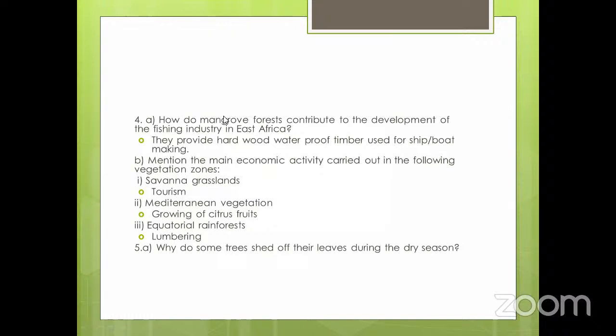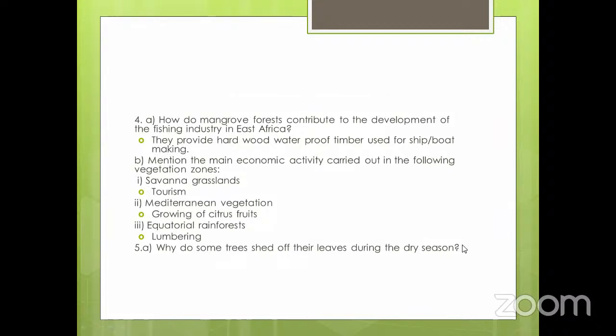Why do some trees shed off their leaves during the dry season? Do we know the response? Give the answer, teacher. Yes, please. To reduce the rate of transpiration. Very good. That is the reason. There is nothing more than that.